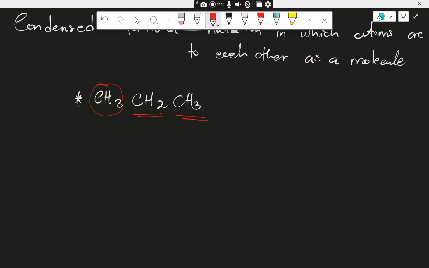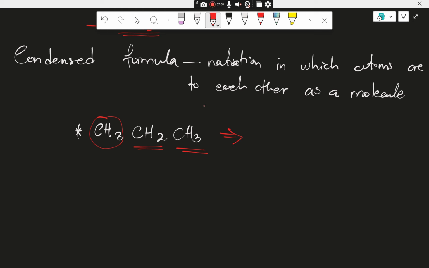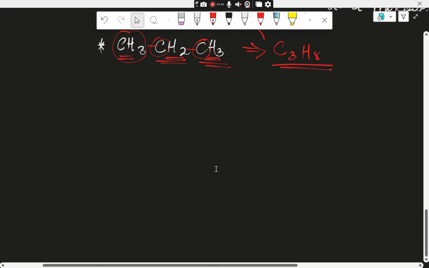How is this different from the molecular formula, you may ask? It's different because the molecular formula is written as C3H8, but the condensed formula shows you how these are bonded. The C atom is bonded to three H atoms and also to this C atom. And this C atom is bonded to two H atoms and to this one. And then this is bonded to three H atoms. So it shows the notation in which atoms are bonded as a molecule, and the molecular formula shows you how many atoms you have in that molecule.